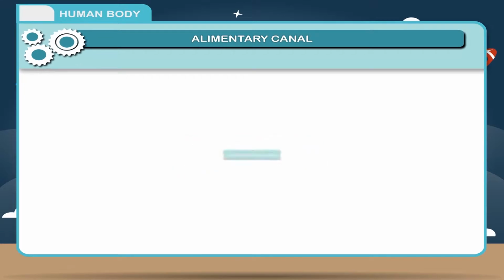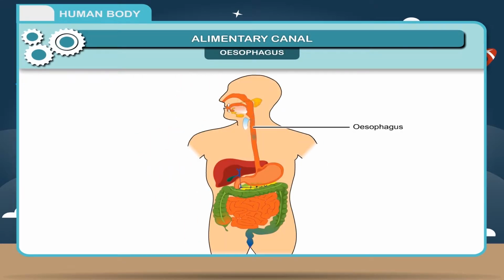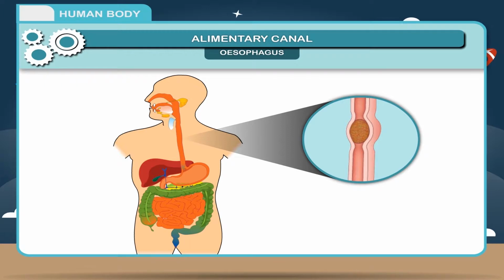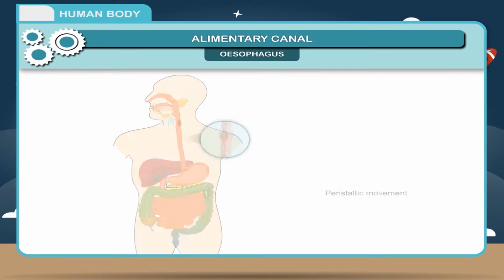Esophagus. It is a long tubular structure connecting the mouth to the stomach and is also called the food pipe. The muscles of the esophagus start contracting and expanding. This movement is called peristaltic movement, which helps the food to move towards the stomach. No digestion takes place here.